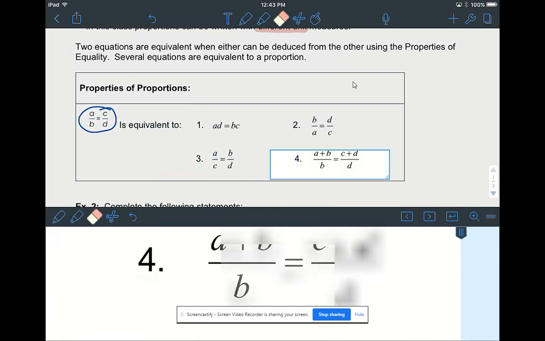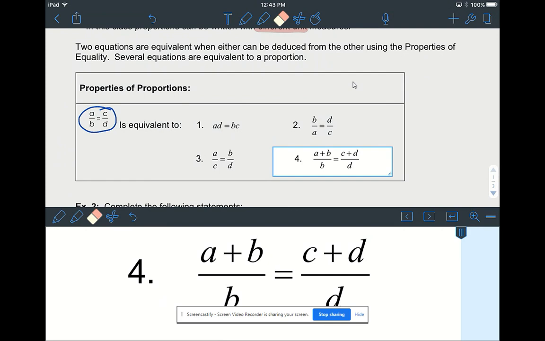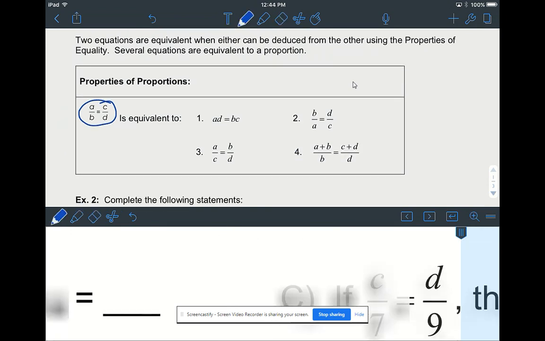And then our fourth equivalency here is a sum over a fraction. So if you do A plus B and divide it by B, then that would be equal to C plus D divided by D. This one is probably one of the least common ones we use, but it may show up and you may forget about it. So I would try to still remember it, even though it doesn't show up as often.